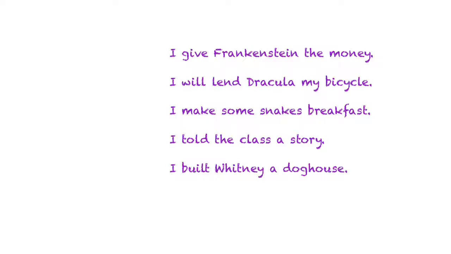Here are some other examples of indirect objects. I gave Frankenstein the money. I will lend Dracula my bicycle. I make some snakes breakfast. And of course, that's only if I mean that I am making breakfast for the snakes and not making them into breakfast. I told the class a story. I built Whitney, my dog, a doghouse. Those are all indirect objects.